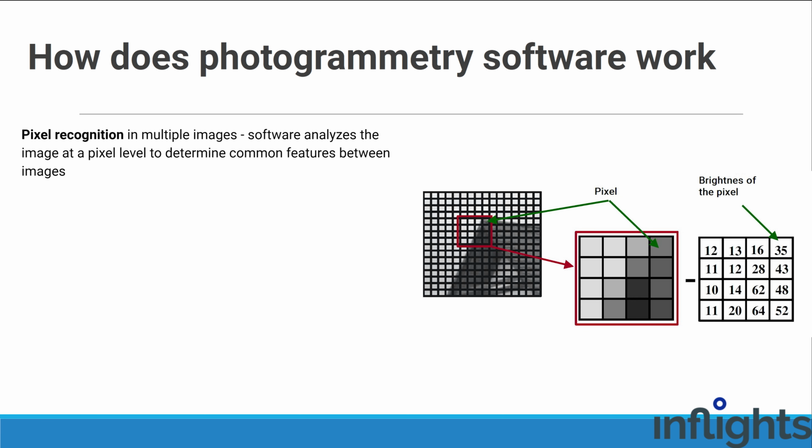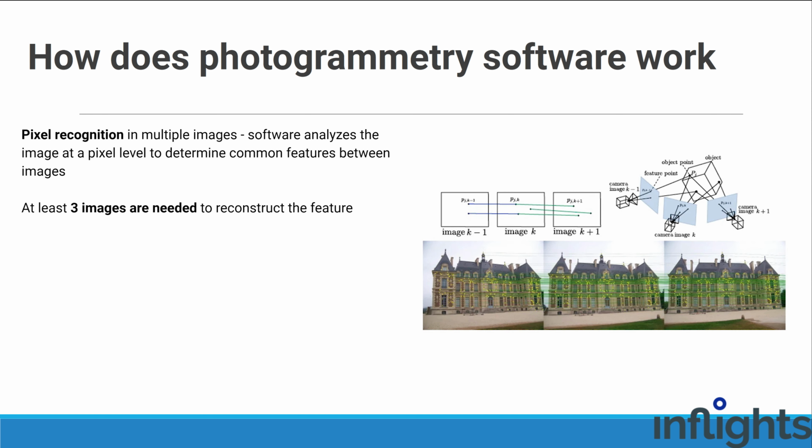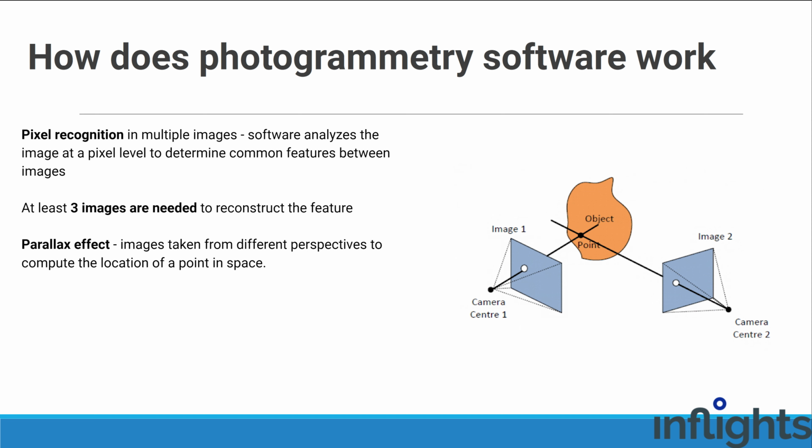The photogrammetry software recognizes pixels in multiple photos and then stitches them together and creates 3D points in space. It is very important to capture every part of your subject, because photogrammetry software needs at least 3 images with the same feature to reconstruct it. The photogrammetry software uses the parallax effect. This means that the dataset should consist of many images taken from different perspectives.